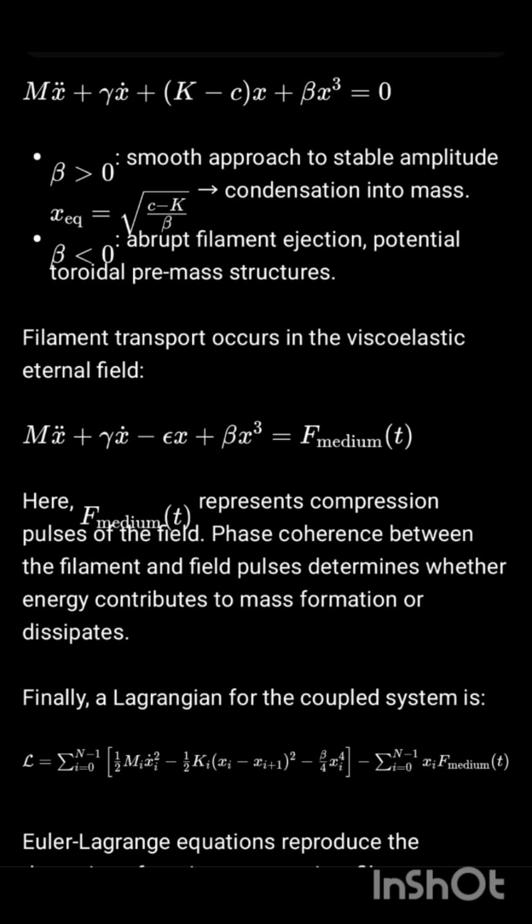Filament transport occurs in the viscoelastic eternal field. M x double dot plus gamma x dot plus epsilon x plus beta x squared equals F_medium(t). Here, F_medium(t) represents compression pulses of the field. Phase coherence between the filament and field pulses determines whether energy contributes to mass formation or dissipates.